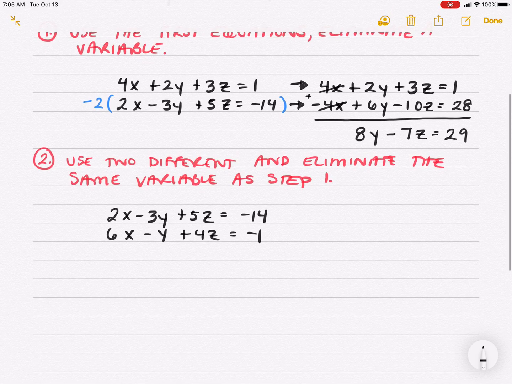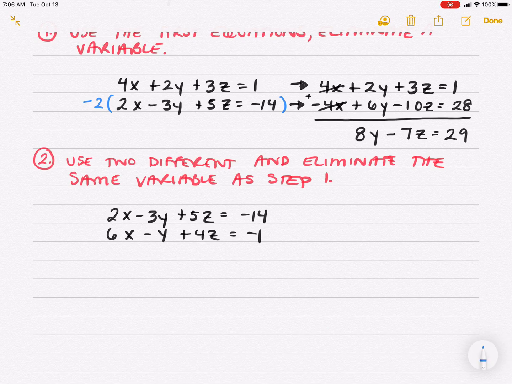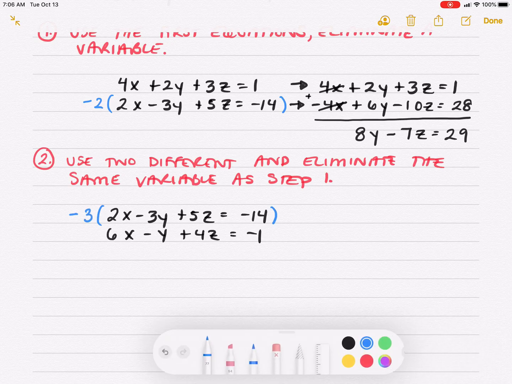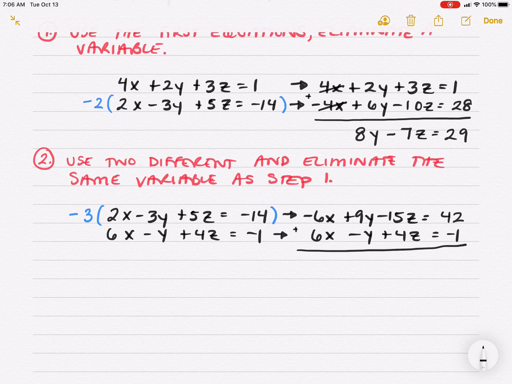As we said in the directions, we need to eliminate the same variable as we did in step 1, or else we're not going to make any progress in this problem. So I'm going to multiply the top equation by negative 3 to eliminate the x's. Let's rewrite this top equation: negative 6x plus 9y minus 15z is going to equal positive 42. The bottom equation is being multiplied by 1, so I'm just going to rewrite it. Let's add the equations together. The x's eliminate, and we get 8y minus 11z is equal to 41.